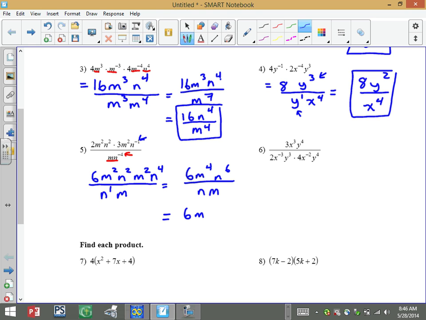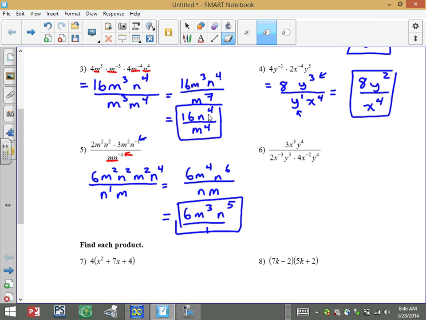We'll end up with 3 m's on the top and 5 n's, and then there's nothing in the bottom, so you can put over 1, or we don't even have to put the over 1, and we could just go ahead and circle that answer right there. One more exponent problem.